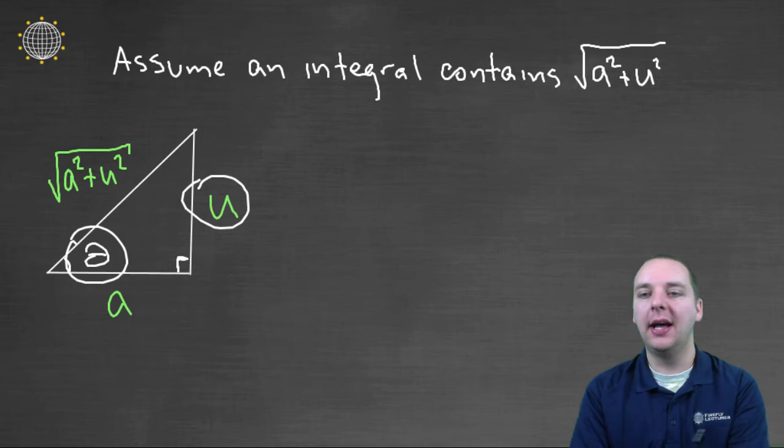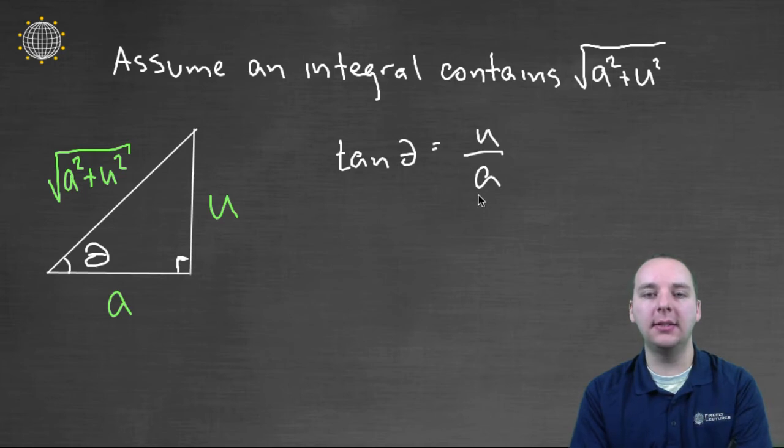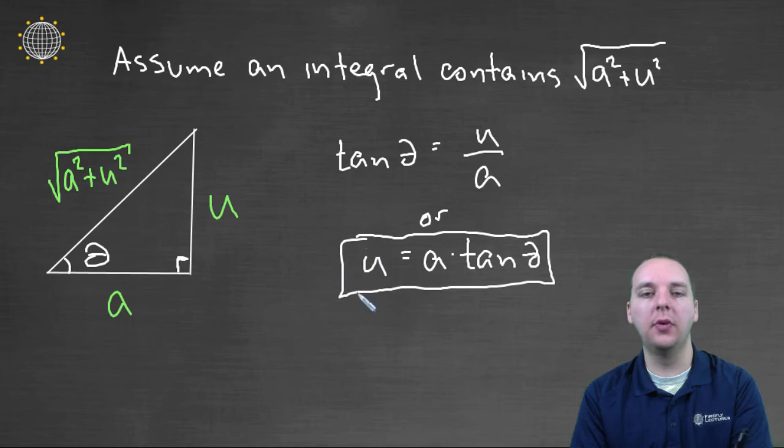Which would we prefer? I think I'm going to go with the tangent relationship just because it's easier. Tan of theta would be u over a. I would rather have u with a constant as opposed to u with a messy radical. But notice you can rewrite this as u equals a times tan theta. All right, let's put a box around that. That's going to be very important going forward. This is our substitution that we use for u if your radical has a squared plus u squared.